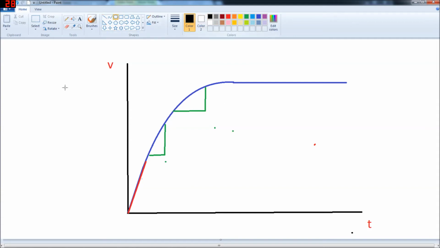So if we have our skydiver here, looks something like this, he's a pretty fat guy. Then we have a down arrow like this representing his weight. And we have an up arrow representing the air resistance, which is equal. And so at this stage here, the forces are balanced. There's no acceleration, due to Newton's second law, F equals ma.